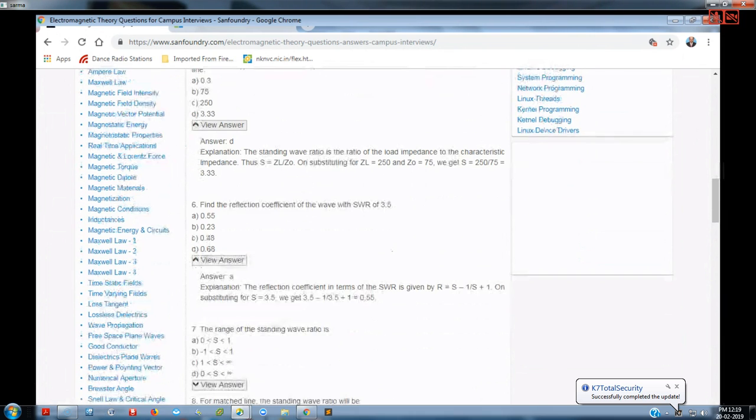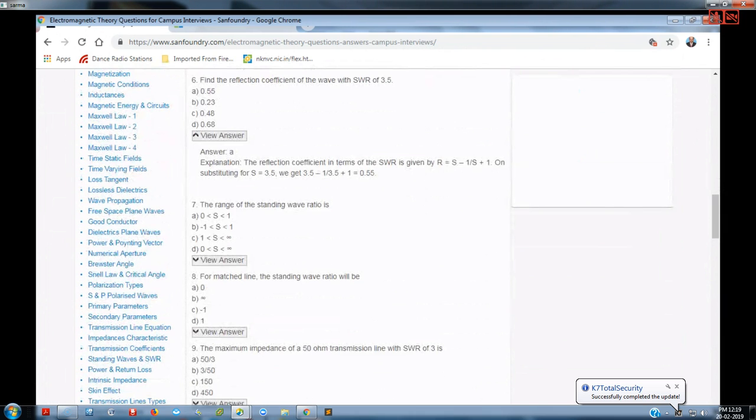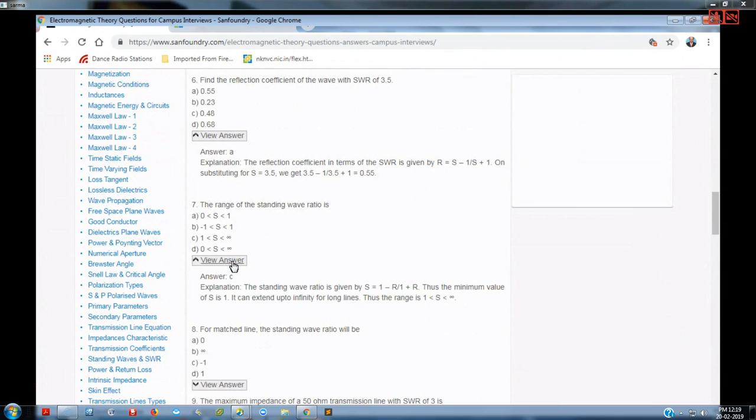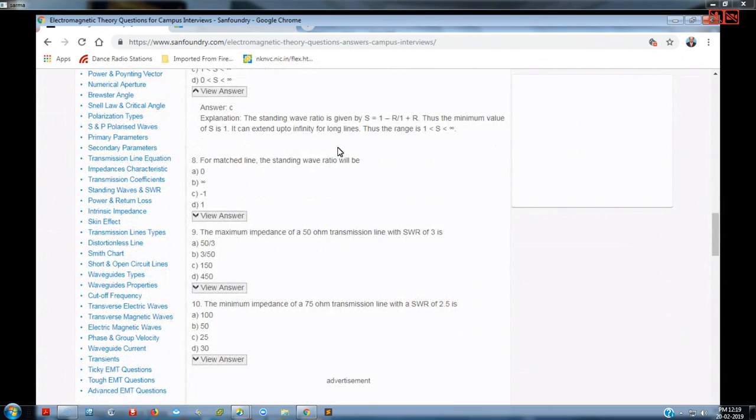And the range of standing wave ratio, what are the possible values of the standing wave ratio? We have already identified, it should be within 1 to infinity, so that is answer C. It is actually 1 plus capital gamma by 1 minus capital gamma. So the minimum value is 1, and the maximum value is infinity. So for a matched line, the standing wave ratio is going to be exactly 1. So the answer must be B.